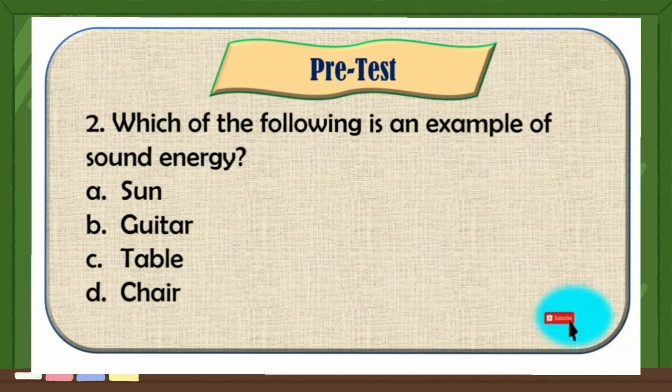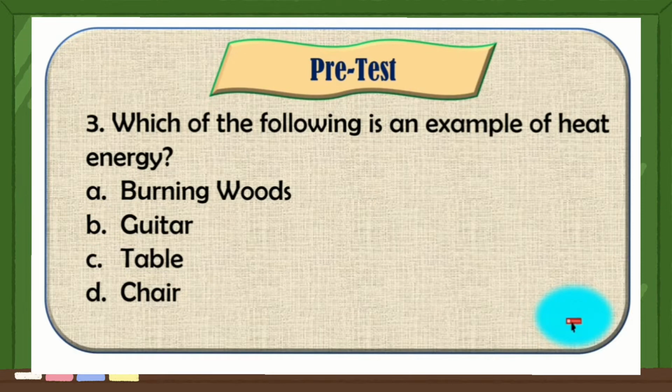Next, number 2. Which of the following is an example of sound energy? Is it sun, guitar, table, or chair? The correct answer is yes, guitar. Next, question number 3. Which of the following is an example of heat energy? A, burning woods, B, guitar, letter C, table, or letter D, chair? So heat energy, of course, the answer is burning woods.